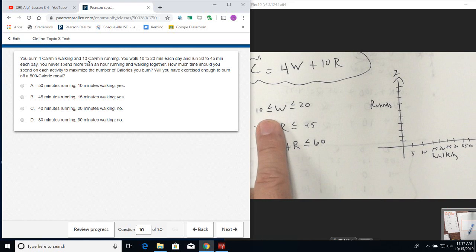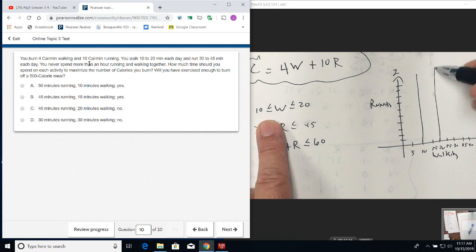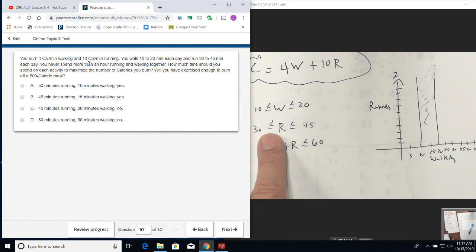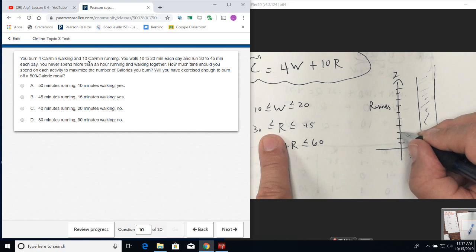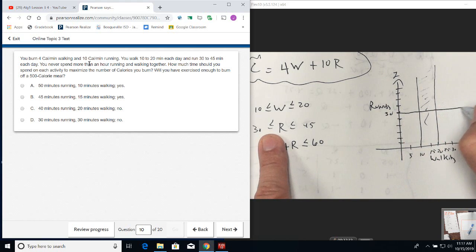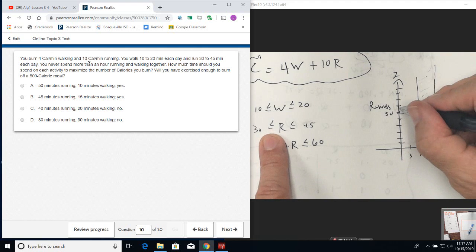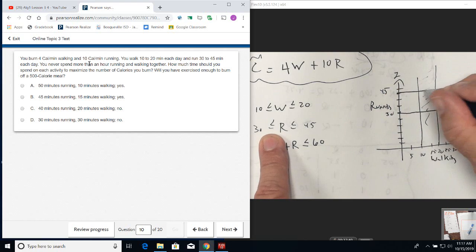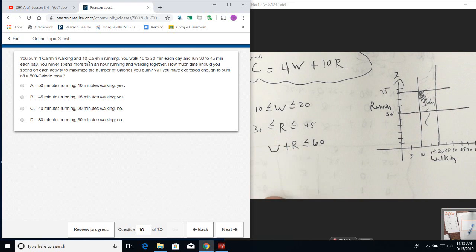Okay, so my time walking is somewhere between 10 and 20 minutes. So here's my 10, and here's my 20. So all my answers have got to be somewhere in that shaded region. What about my time running? My time running needs to be between 30 and 45. So if that's 5, 10, 15, 20, 25, 30 is here. It's got to be above that line, and it's got to be below 45. So that's 30, that's 35, 40, 45 is here. So that would be in that shaded region right there. See that box? Any point that's in that box makes that true.